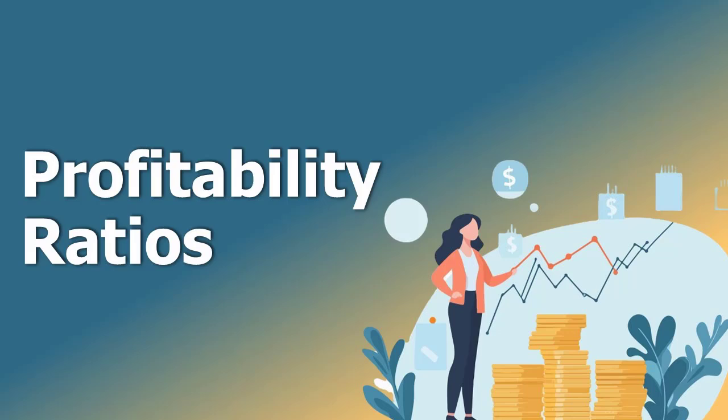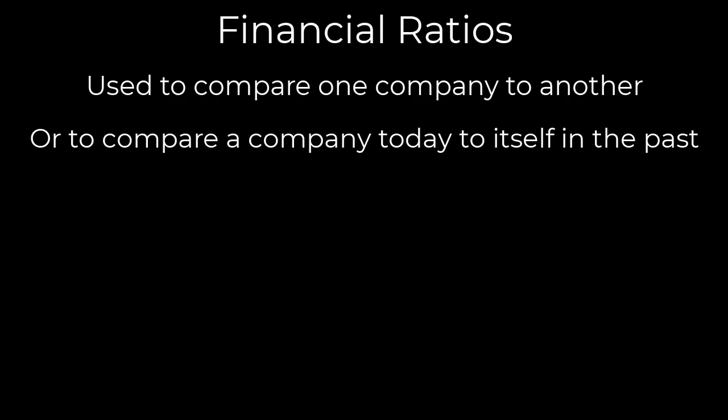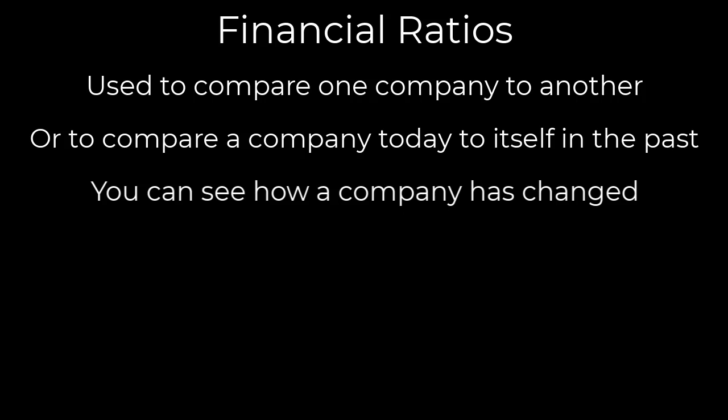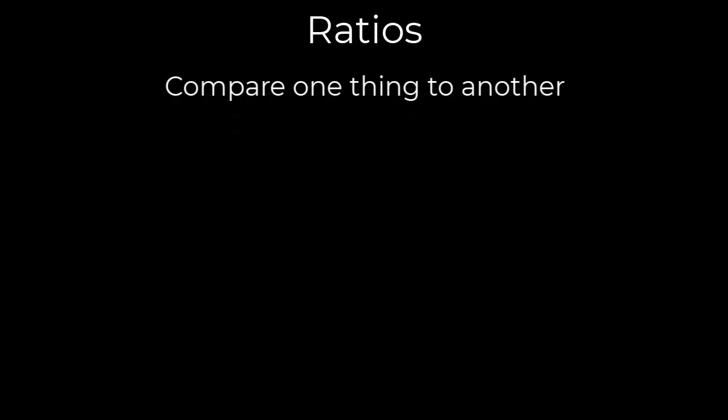To properly analyze a stock, investors will calculate certain ratios to help them compare one company to another, say Apple to Microsoft. Or they will calculate a ratio to compare a company today to itself a year ago. By doing so, you can see how the company has changed over time. Ratios help us compare one thing to another thing.